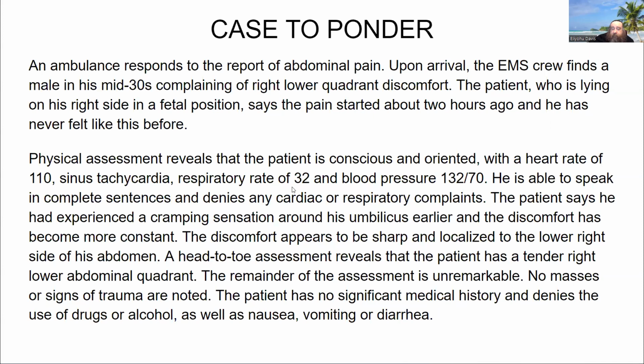Respiratory rate is 32. What's that? Is that good, bad, indifferent? What do you say? Way too fast. Thank you. That's way too fast. Good. We all in agreement. And a blood pressure of 132 over 70. To me, that's fine. I'm not getting excited about that pressure. So from this, 110, I expect tachycardia. 32, I don't know why he's tachypneic right now. And 132 over 70 tells me that he's not in shock. Not at least right away.